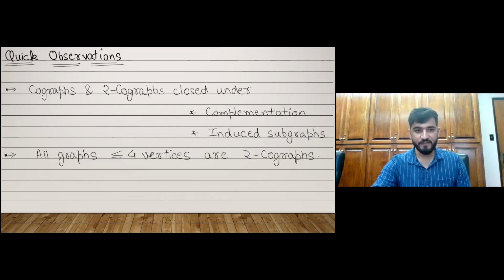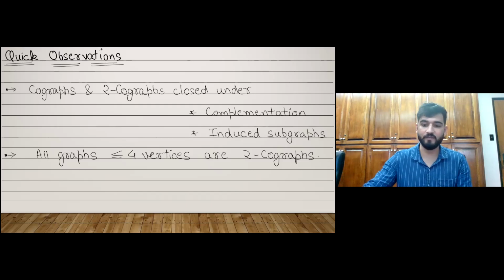Another quick observation is that all graphs on at most 4 vertices are two-cographs. And this is straightforward because you cannot have a graph on at most 4 vertices where both the graph and its complement are two-connected. So that means you cannot have an induced subgraph such that both the induced subgraph and its complement are two-connected. So that clearly implies that the graph is a two-cograph.